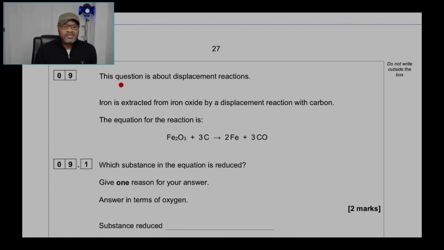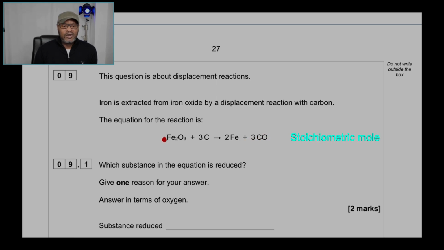Question 9. This question is about displacement reactions. Iron is extracted from iron oxide by a displacement reaction with carbon. The equation for the reaction is iron(III) oxide. The 3 goes there, that's plus 3, and the 2 goes there, that's minus 2. So that's 3 carbon. Carbon is 0 oxidation. 2 iron. Iron is 0 oxidation. Any element on its own has 0 oxidation, and that's 3 carbon monoxide.